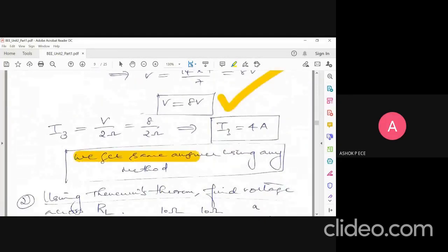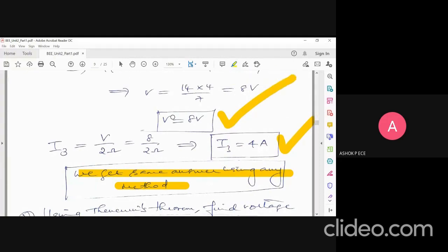You see here, we get the same answer by using any method. So obviously, you should get only 4 amperes. Even without doing also, you should be confidently saying, I will get the answer as 4 amperes only.